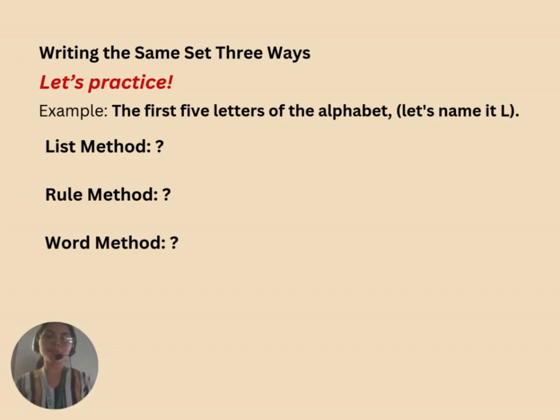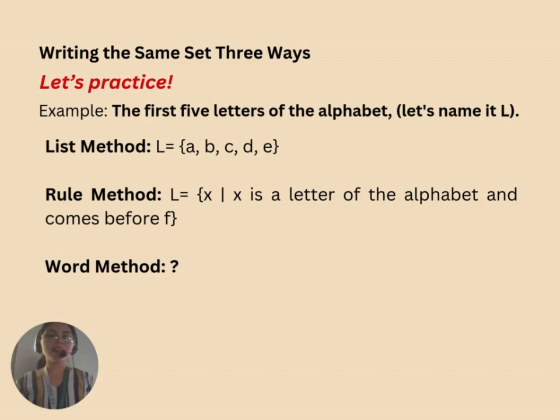So let us have an example here. The first 5 letters of the alphabet. Let's name it L. For the list method, we have set L is equal to {A, B, C, D, E}. That is the first five letters of the alphabet. And in rule method, we have set L is equal to {x | x is a letter of the alphabet and comes before F}.